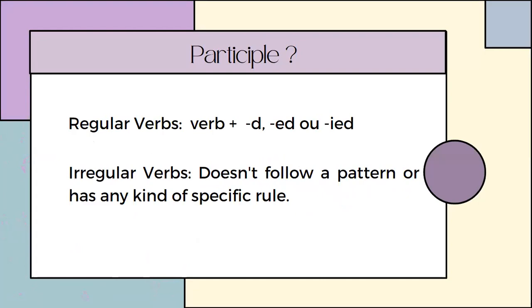But what is participle? How do I know how to use the verb in participle form? We have regular verbs and irregular verbs. When the verb is regular, you're usually going to write the main form of the verb plus D or ED or IED. But when the verb is irregular, it doesn't follow a specific pattern. So there is no rule to use them in the past participle.